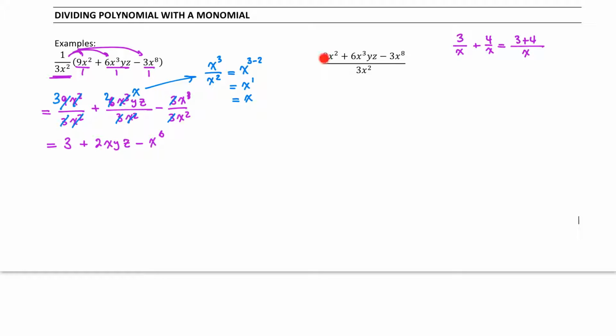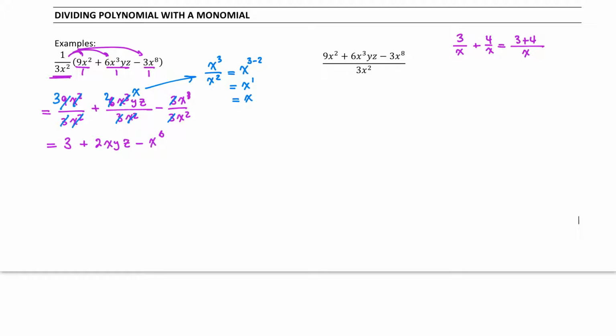So again, this will mean that I have 9x squared divided by 3x squared, same as how this turned into this, plus 6x cubed yz divided by 3x squared, similar to how this turned into this, or this turned into this, and subtract that by the last term divided by 3x squared. So if I have a whole polynomial being divided by anything, that means each term is being divided by that term.